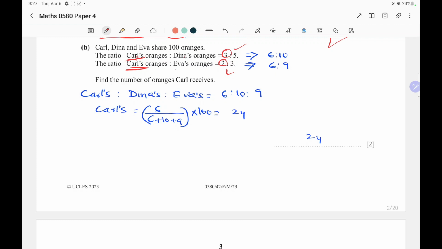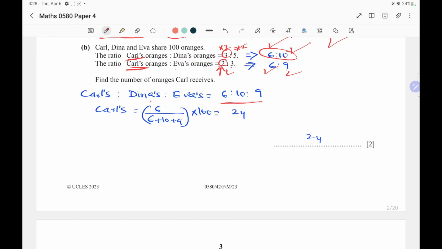So what I'm going to do with 3:5 is multiply by 2 here and 2 here. So 3 times 2 is 6, and 5 times 2 is 10. So I got 6:10. And for Carl and Eva, I need to make this also 6. So I will multiply by 3 here and 3 here. So 2 times 3 is 6, and 3 times 3 is 9. Now what is happening? This is for Carl, this is for Dinah, this is again for Carl, and this is for Eva. So 6, 10, and 9 will be the ratio of Carl's, Dinah's, and Eva's.